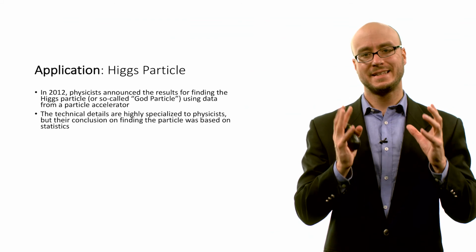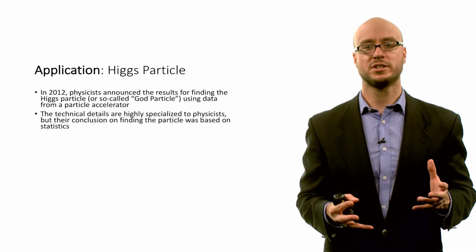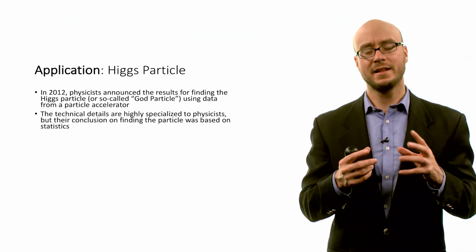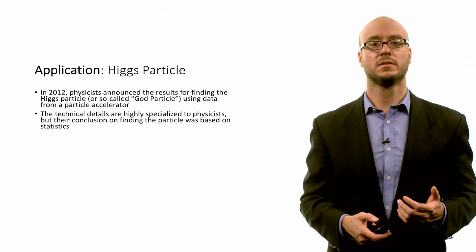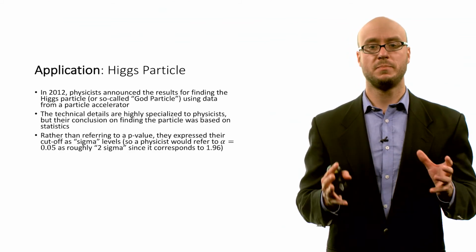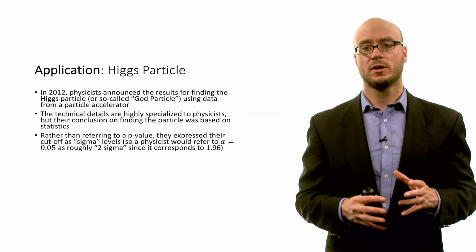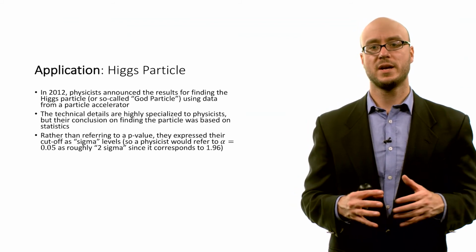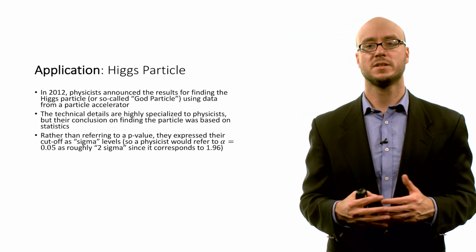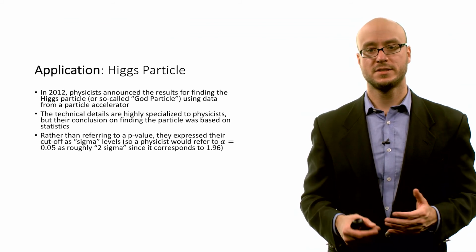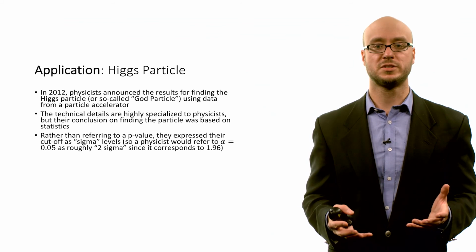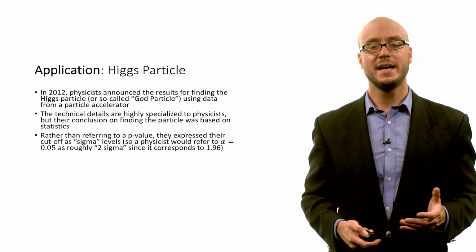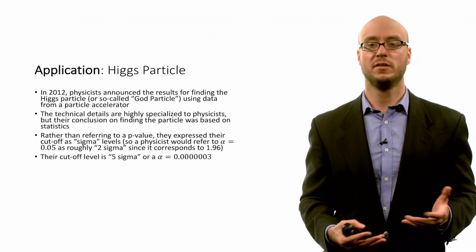Now, the technical details are highly specialized to physicists, but even at this point, their conclusion on finding the particle is based on statistical inferences, just the basics of it. Rather than referring to a p-value, a probability value, they expressed their cutoff in terms of sigma levels. So instead of an alpha of 0.05, which you might call 2 sigma, they used this cutoff level of 5 sigma.